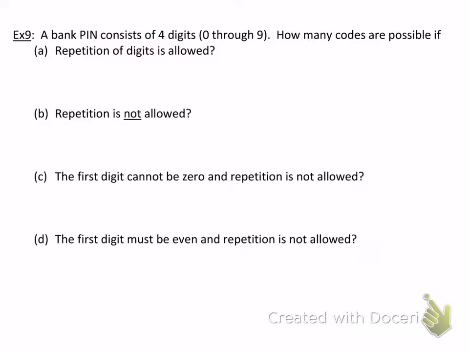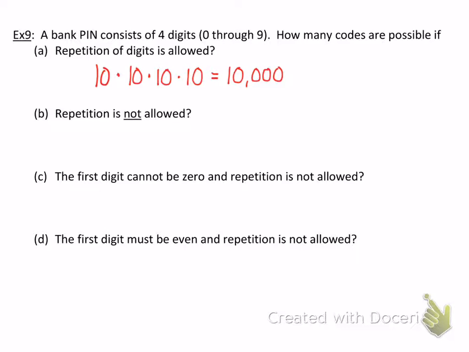Okay, and our last option. A bank PIN consists of 4 digits, 0 through 9. How many codes are possible if repetition of digits is allowed? So that would be 10 times 10 times 10 times 10. So 10,000.